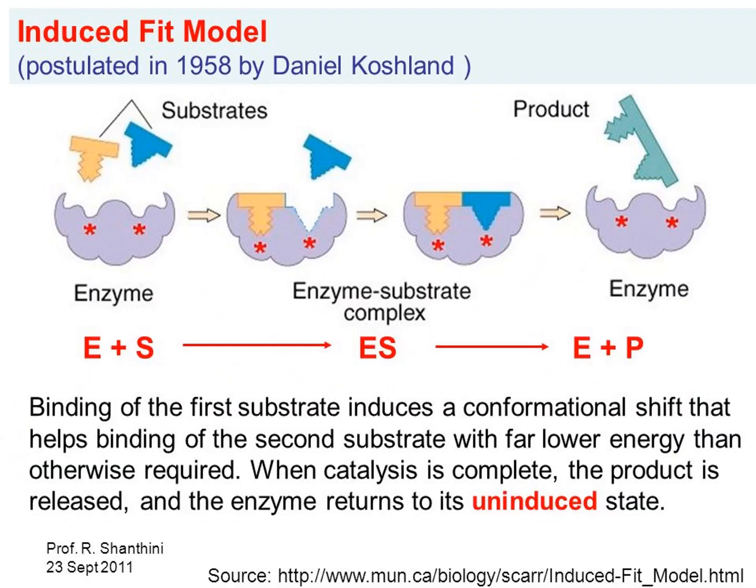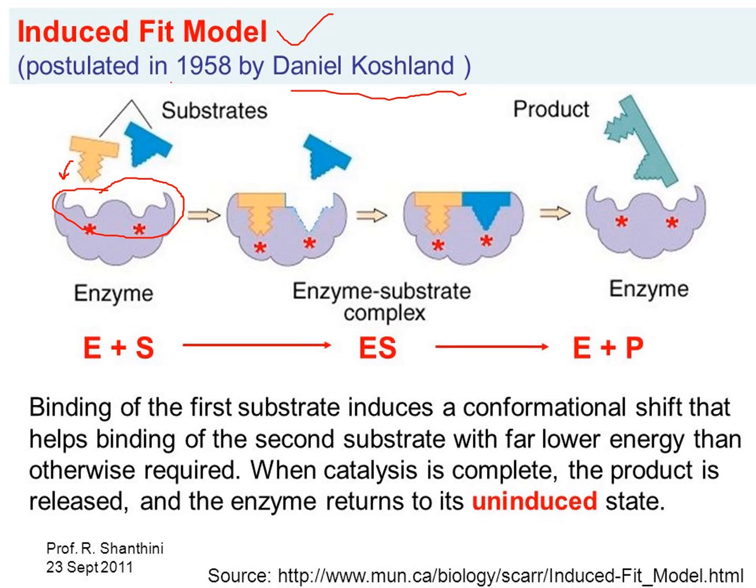The second hypothesis is the induced fit hypothesis. This hypothesis was proposed by Koshland in 1960. According to this hypothesis, the active site of the enzyme does not initially exist in a shape that is complementary to the substrate. But according to the lock and key hypothesis, the shape of the enzyme active site is rigid and complementary to the substrate, so that only a particular substrate can fit into the particular active site of the enzyme.